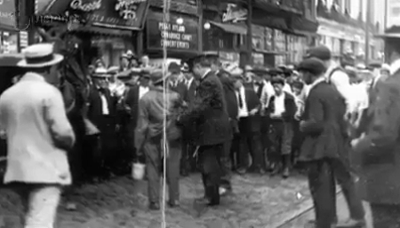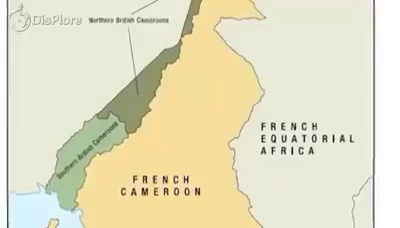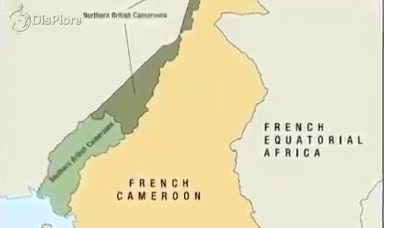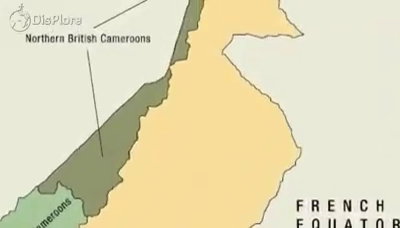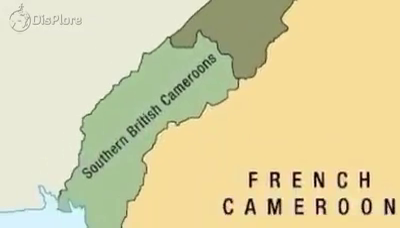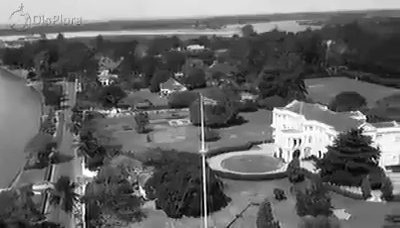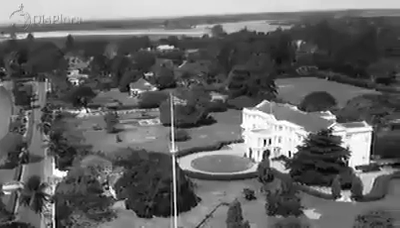Britain, on the other hand, due to its policy of divide and rule, further partitioned its own portion of Cameroon into two and named it British Northern Cameroons, which was administered as part of Northern Nigeria, and British Southern Cameroons, which was administered as part of Eastern Nigeria. Together, both territories were administered by the British central government in Lagos.